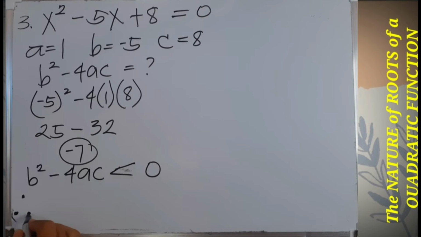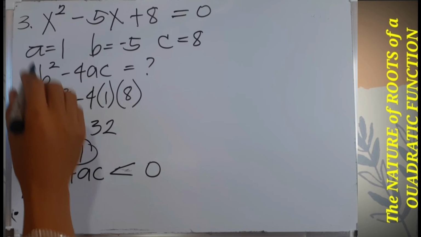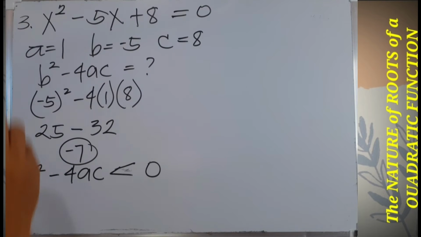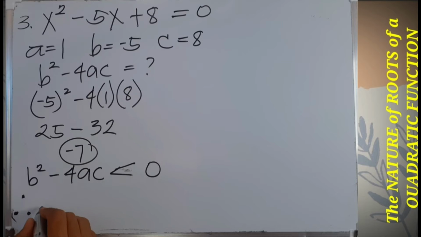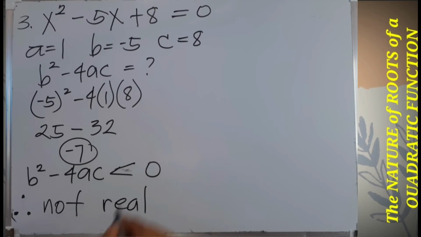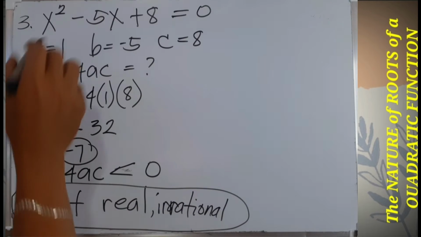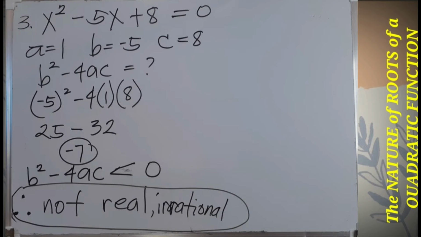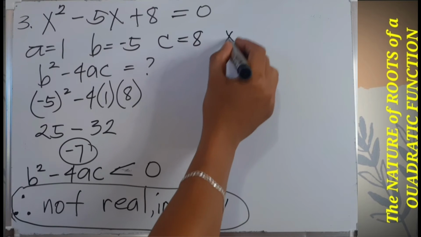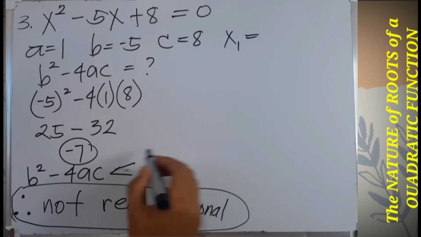Therefore, we can say that the nature of the roots of x squared minus 5x plus 8 is not real, or it is irrational. If not real, it is also called irrational. To prove again that this is the correct nature of the given quadratic equation, let us solve for the first root.